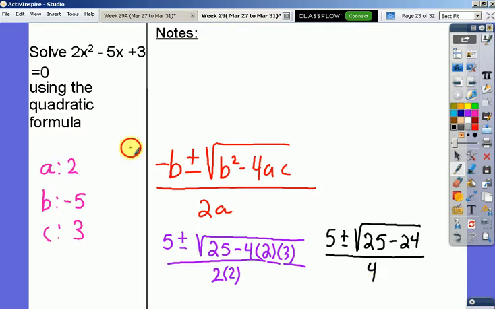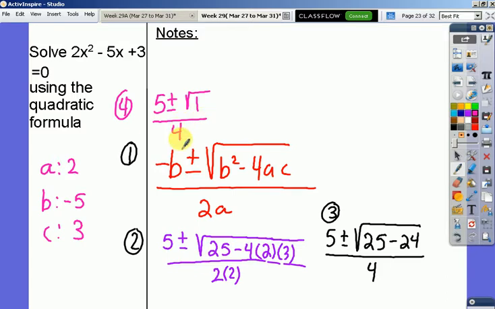So let me just number these so we don't get confused. Step 1, step 2, step 3. And lastly, step 4, we're just going to simplify everything, put everything together, combine all our like terms. And we end up with step 4 finally, which is 5 plus or minus the square root of 1 over 4. This plus or minus, again, means that I'm going to have two answers. One of my answers is going to be 5 plus 1 over 4. The other one's going to be 5 minus 1 over 4.